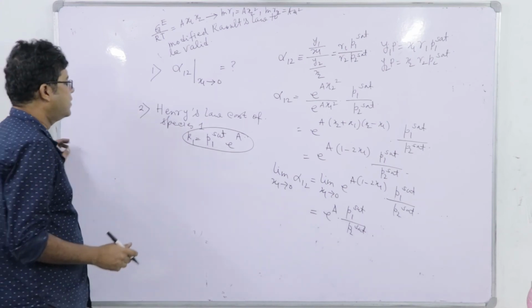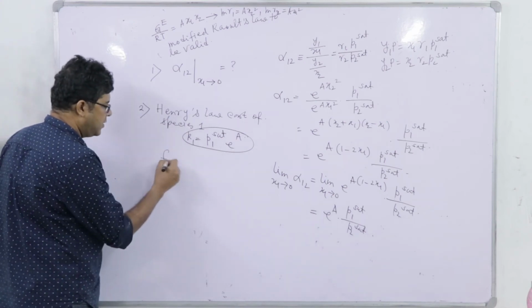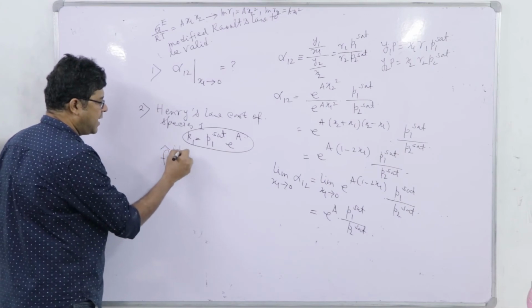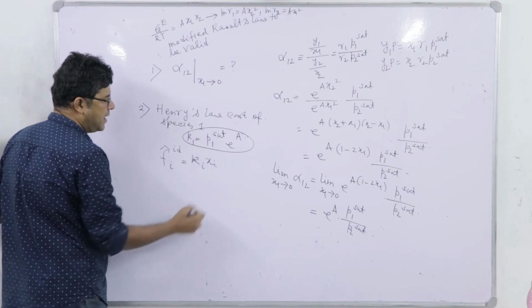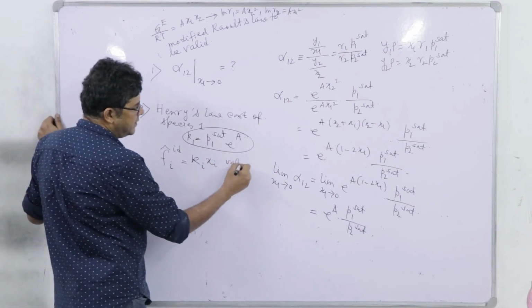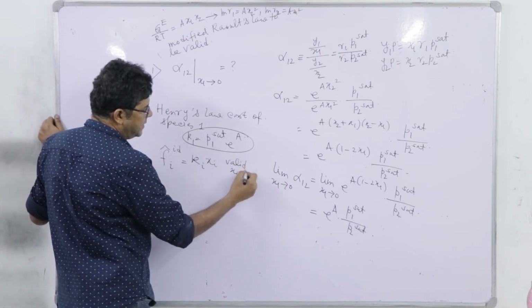Okay. So what is Henry's law? Henry's law states that fi cap ideal is equal to Ki Xi, and this is valid in the limit Xi tending to 0.